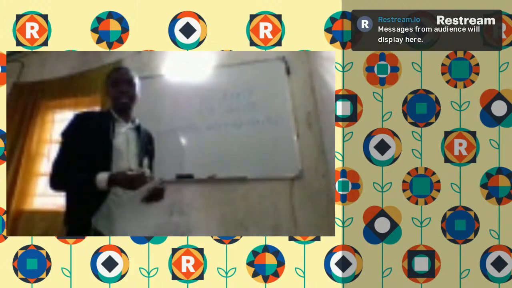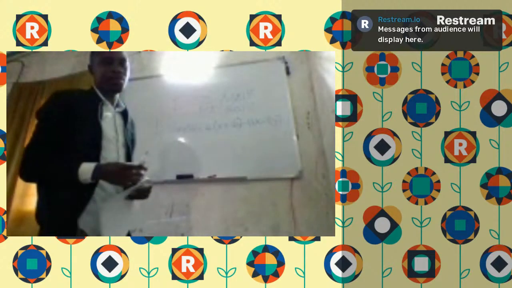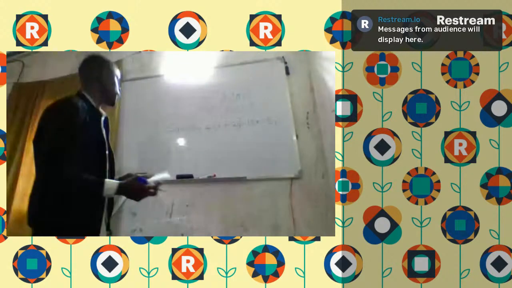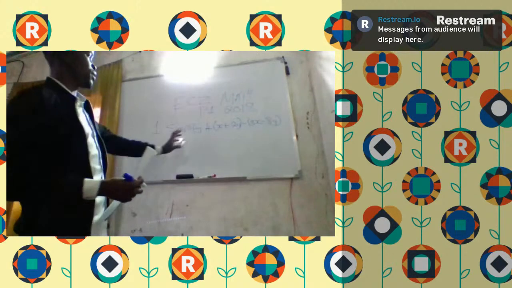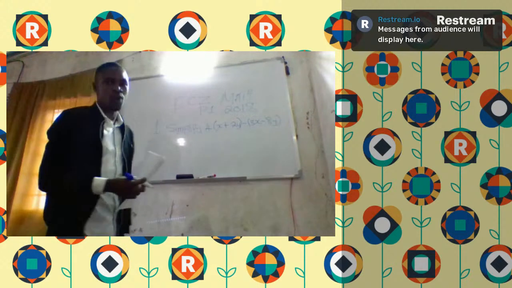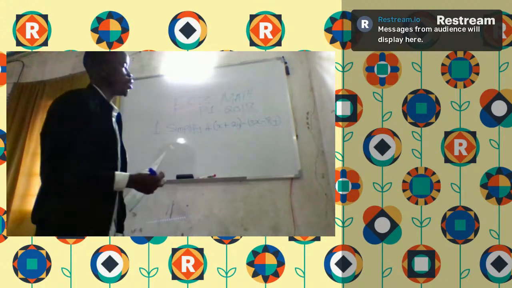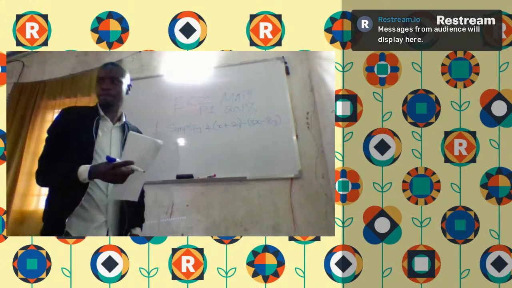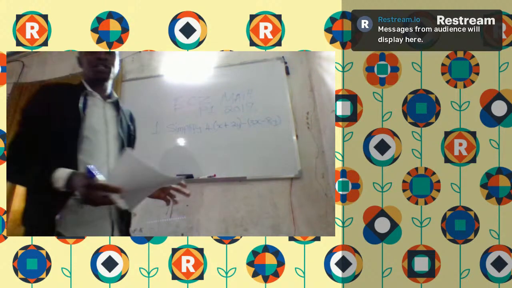This is just Mark paper 1, 2018. So we begin with question 1. Question 1 says simplify 4(x + 2y) minus (3x minus 8y). Right, so we are being asked to simplify this question.